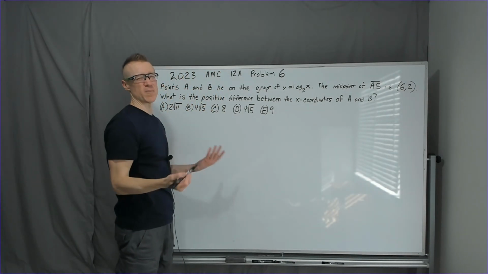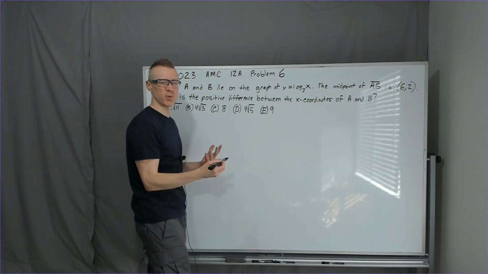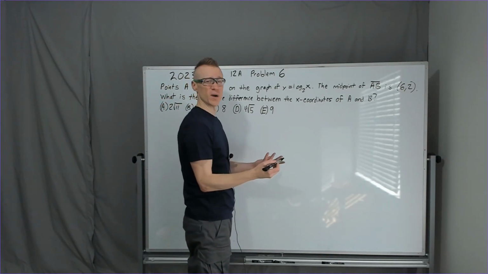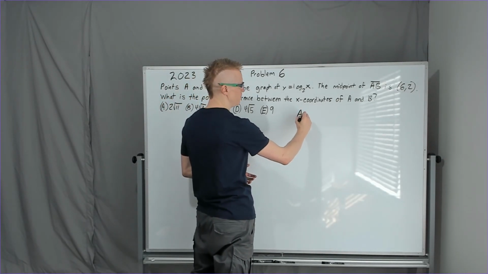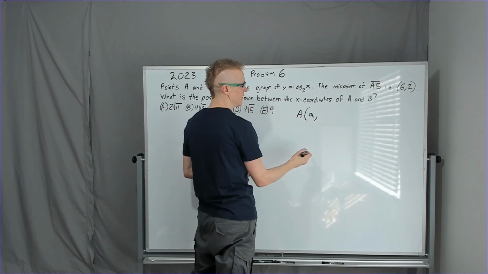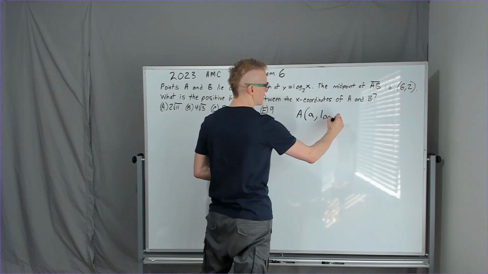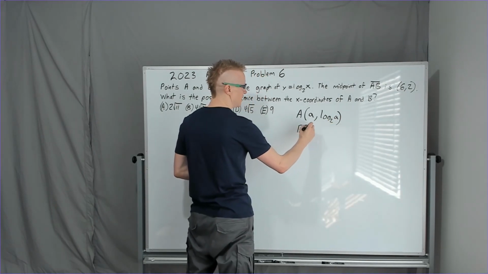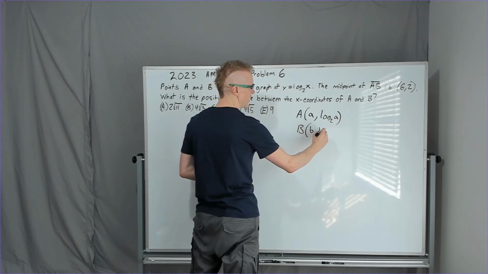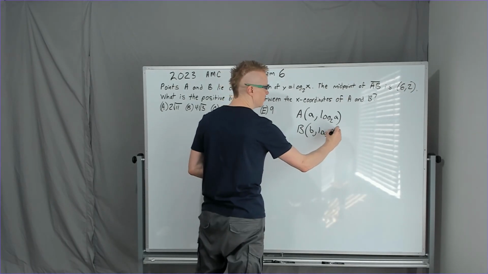We probably need to represent A and B, these points, as something, and the natural way to represent them to me would be that for capital A we let x be little a, and then we'd have log base 2 of a here, and B with little b and log base 2 of b.